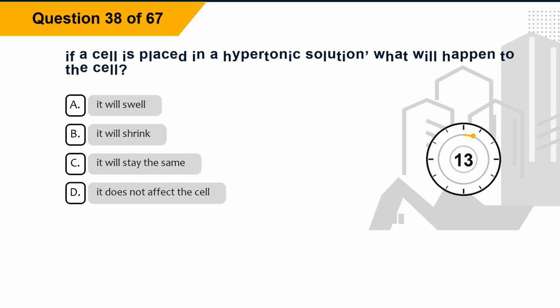Question 38. If a cell is placed in a hypertonic solution, what will happen to the cell? Option A, it will swell. Option B, it will shrink. Option C, it will stay the same. Option D, it does not affect the cell.